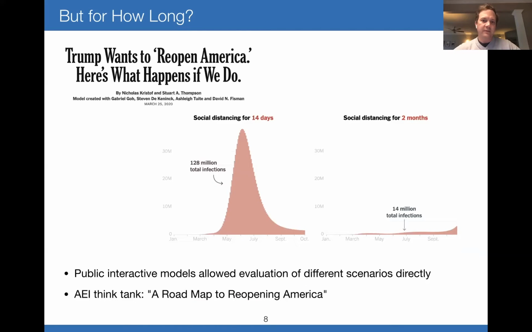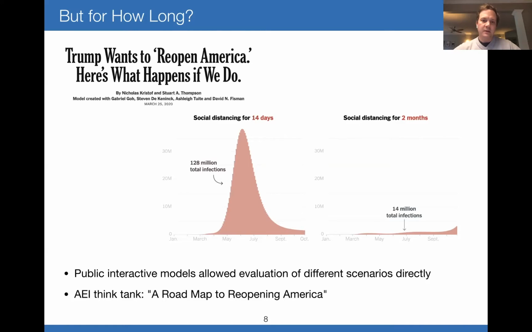But for how long do we have to flatten the curve? How long are these behavioral changes needed? Around this time, there were a number of public interactive models like this one shown on the New York Times website and developed by some researchers at the University of Toronto that allowed for some interactive evaluation of different scenarios of how long social distancing policies or reducing contacts over time would have to occur.